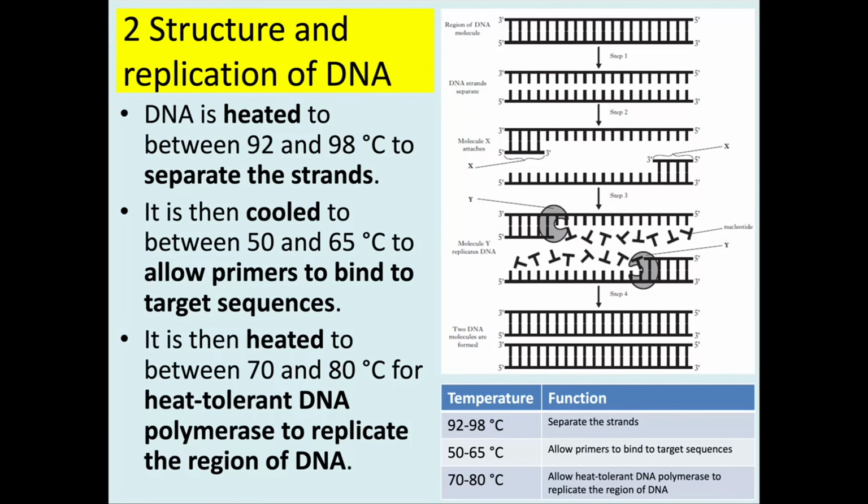So heat, cool, heat. We start at 92 to 98 to separate the strands. We cool to 50 to 65 to allow the primers to bind to target sequences. And then we heat again to between 70 and 80 because that is the optimal temperature to allow the heat-tolerant DNA polymerase to replicate the region of DNA. Okay, it would be a good idea to memorize both the temperatures and the function and maybe make a wee table like I have on my PowerPoint here for you when you're studying and revising this topic.